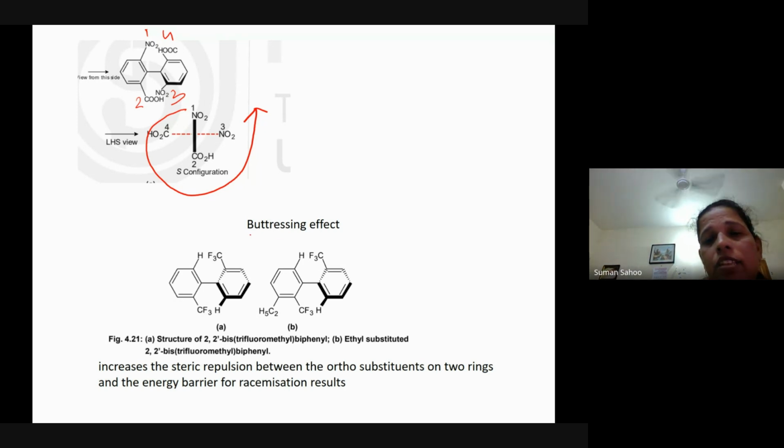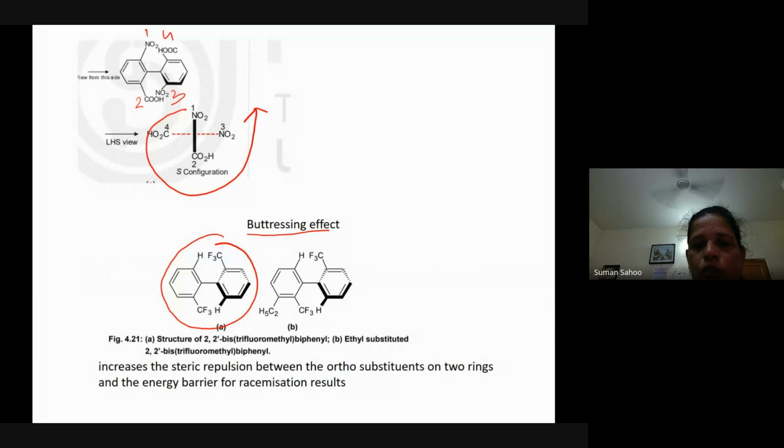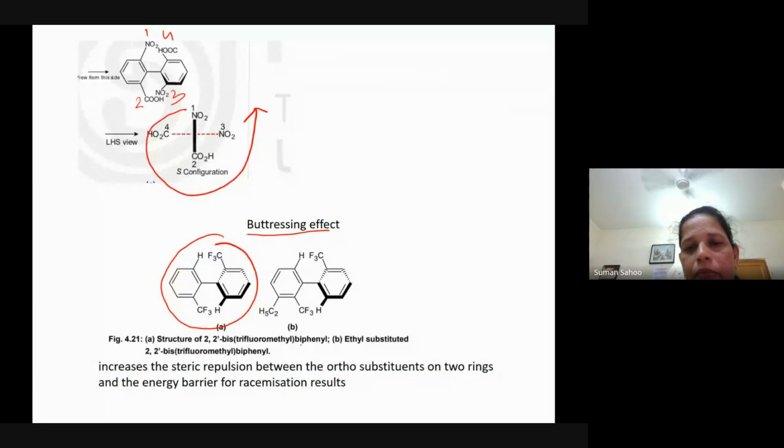Next is the buttressing effect. In the buttressing effect, suppose you have 2,2'-bis(trifluoromethyl)biphenyl. In this case, you do not have many bigger groups here, so this can be easily rotated. You can go back to its enantiomer, so you would have an equilibrium, and you can have both enantiomers present in your mixture.